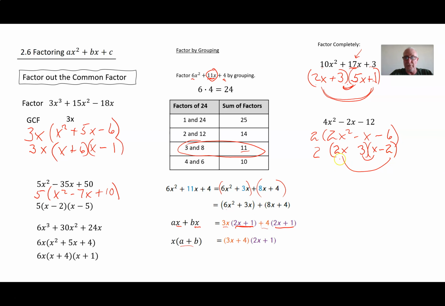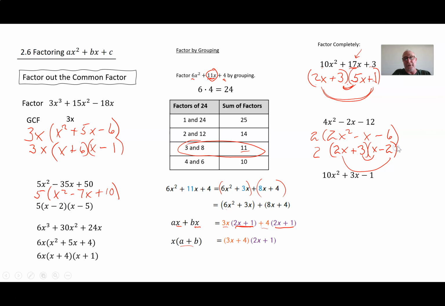So minus 2 times 2 is negative 4. Positive 3 times positive 1 is 3. So negative 4 minus 3 gives us the negative 1. So there's our answer, 2 times 2x plus 3 times x minus 2.